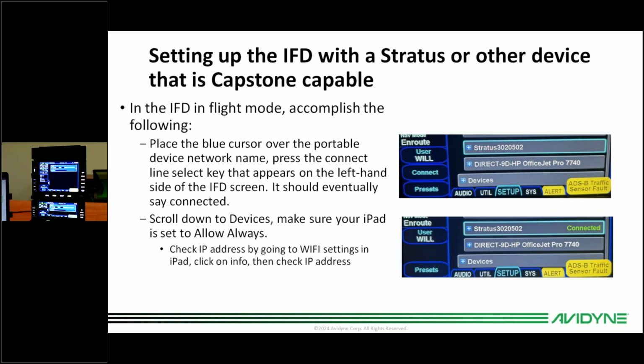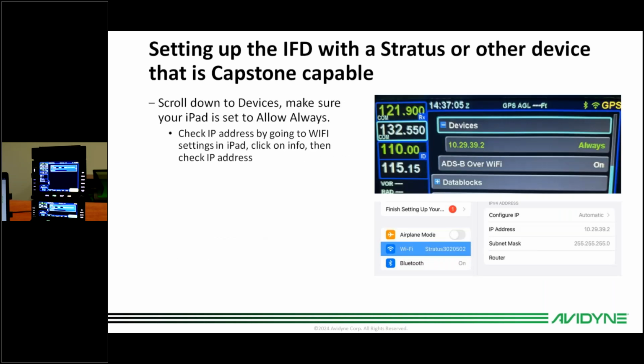So eventually it'll say connected, as you see in the lower picture, and then the last thing we'll have to do is scroll down to devices and make sure that the device is set to allow always. And this is your iPad now interrogating the IFD. So here's a picture of that. And sometimes it comes up as a string of numbers. That's your Internet Protocol address or IP address.